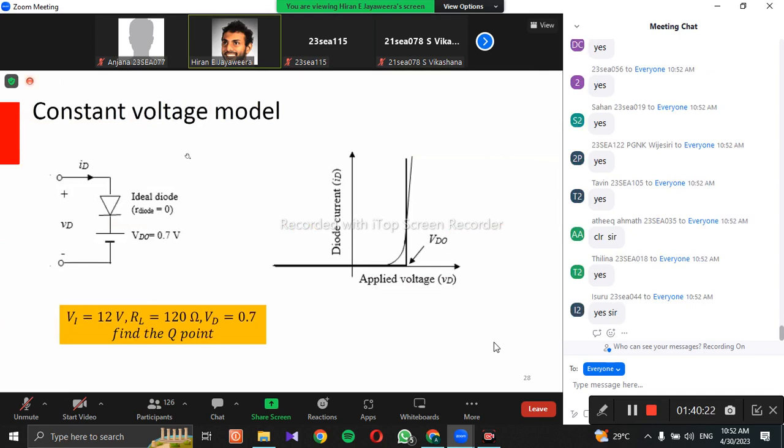Or else you can use another model called the constant voltage model. So that is what we do. When you have a circuit like this, if you want to find the potential at this point, what we simply do is, okay, we have this voltage drop over here of 0.7. Okay, find the answer. That's it.